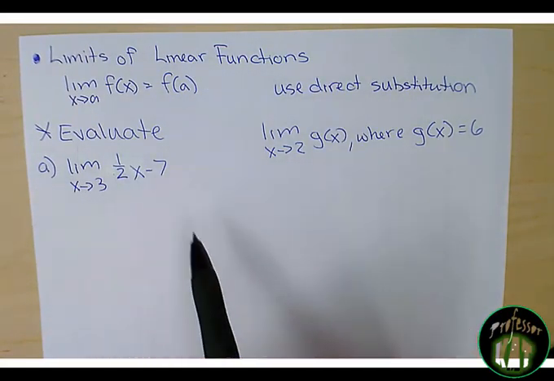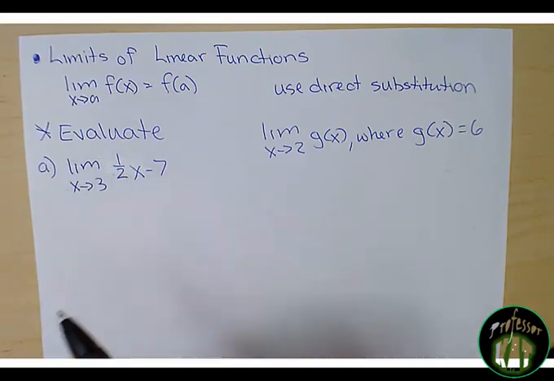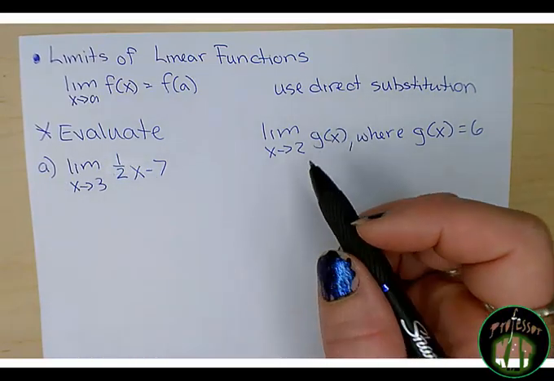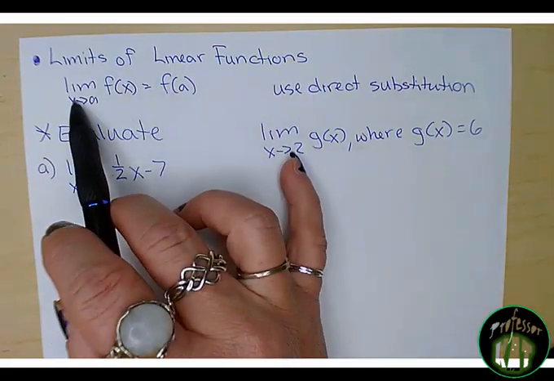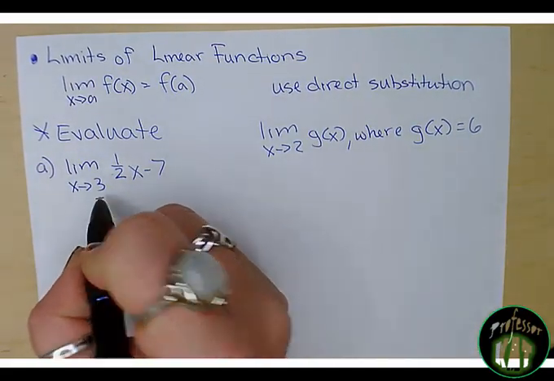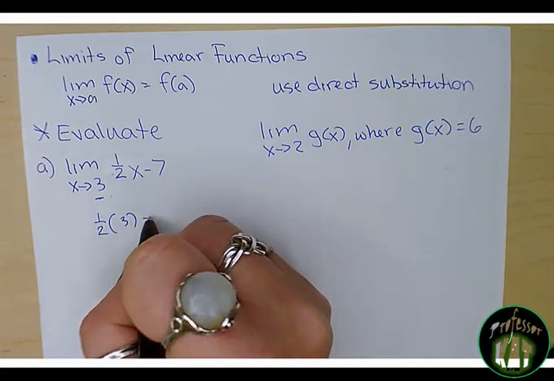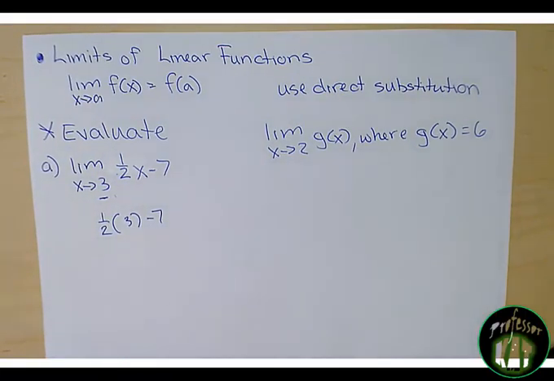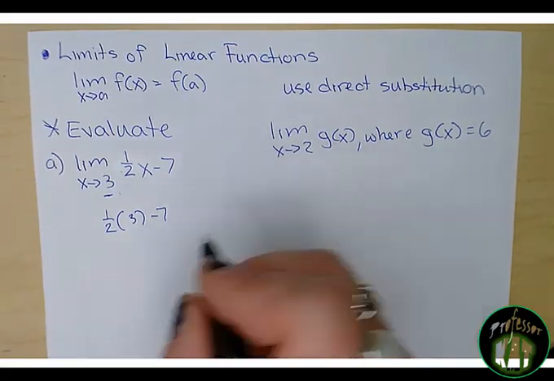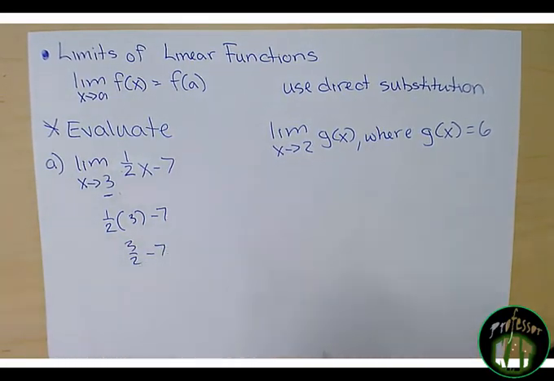So for example, this first example that we have here, the limit as x approaches 3 of 1/2 x minus 7. According to this law, we can take this 3 and just plug it in for x. So that'll be 1/2 times 3 minus 7. Now that's going to give us 3/2 minus 7.